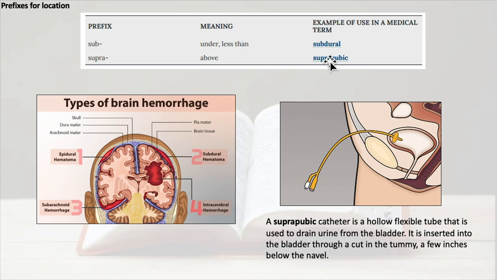So for supra, in this case, suprapubic. So a suprapubic catheter is a catheter, which is a flexible tube, that is used to drain urine from the bladder. So it is inserted into the bladder, typically through an incision in the stomach region or in the abdomen. And this is done typically a few inches below the navel if an individual is unable to pass urine on their own. Then this catheter will allow for the draining of urine from the bladder into a bag that will be connected to the end of the catheter.